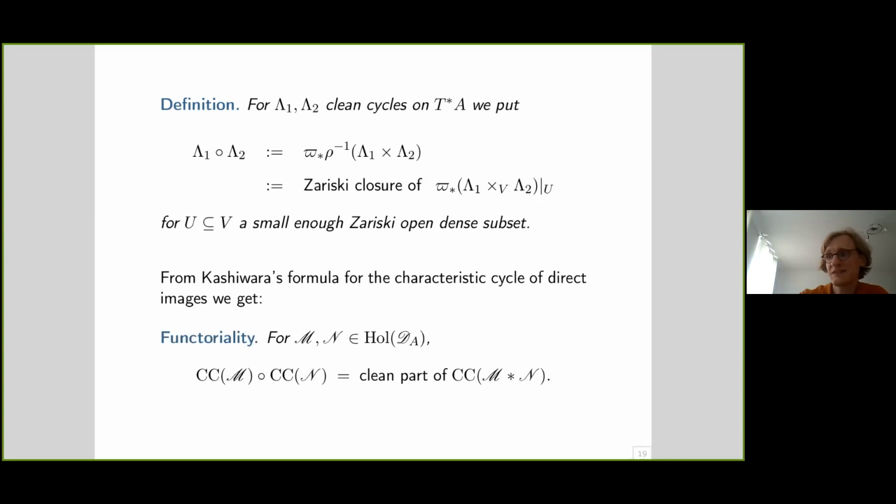And then there is a classical formula by Kashiwara for the characteristic cycles of direct images of D-modules. And in this framework, this says that if you have two holonomic D-modules, then the convolution of their characteristic cycles in this sense gives you precisely the clean part of the characteristic cycle of M star N. So this is a very simple geometric definition which works for the clean part.